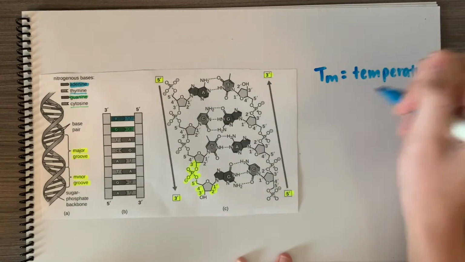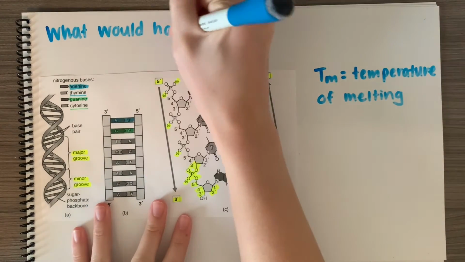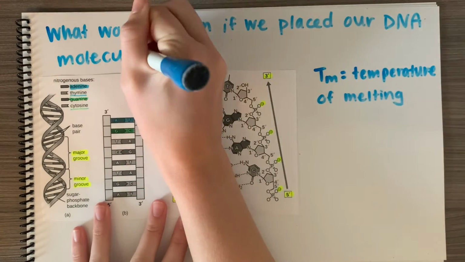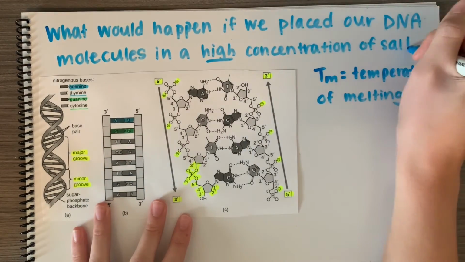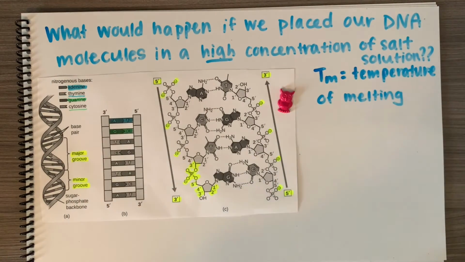Tm is the melting temperature. Let's take a look at what would happen if we placed our DNA molecules in a high concentration of salt solution. So let me pour the salt solution all over our DNA molecules.